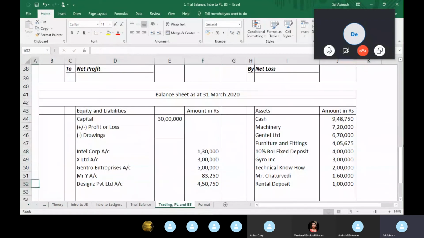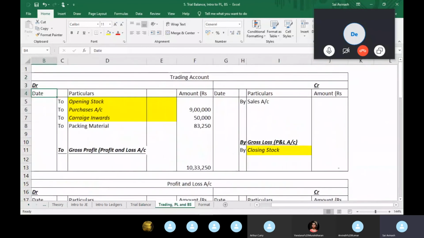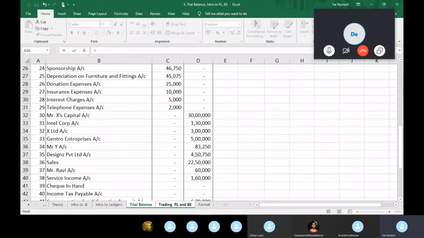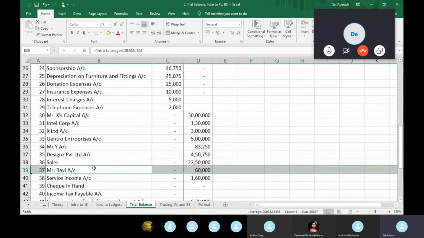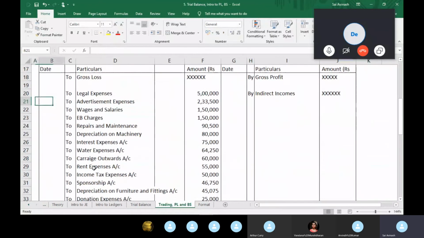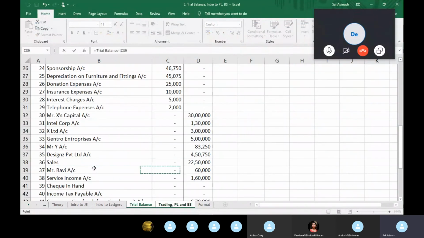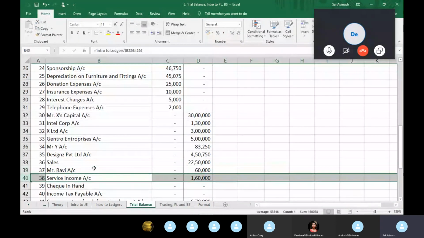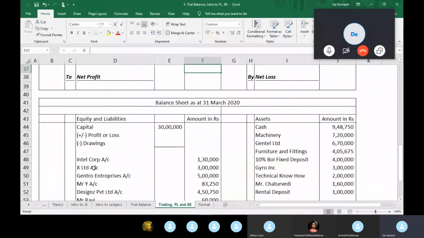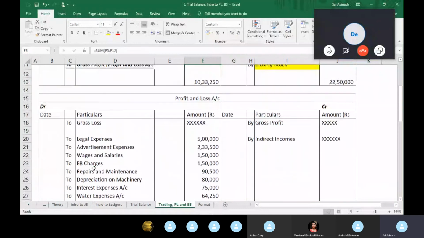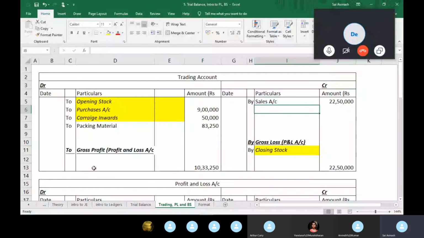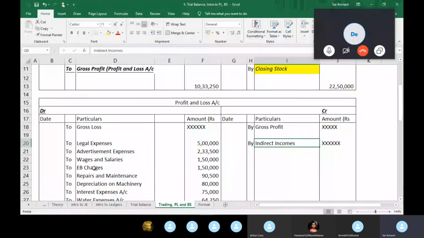Sales. We know sales goes in the credit side of our trading account, right? Mr. Ravi is a liability. So Mr. Ravi, 60,000. And service income. Service income is not a direct income, right? It's not a sale. So it comes under indirect income, which is under profit and loss account credit side.